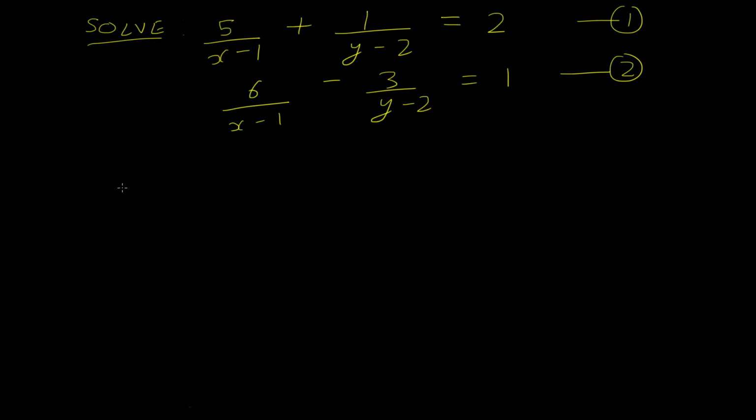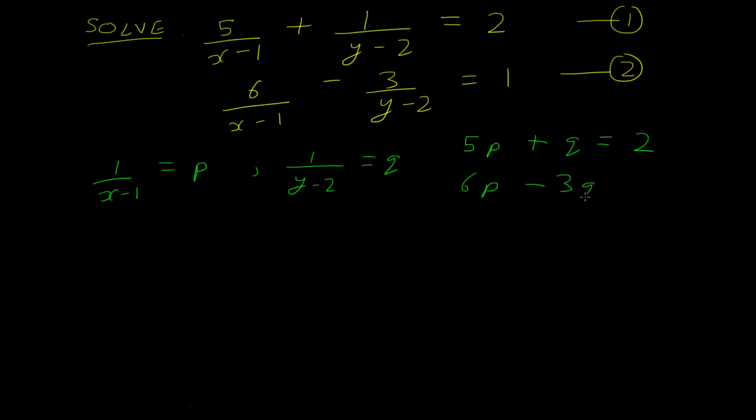Okay, so let us solve one more such example. This is not directly in the standard form like ax plus by or something like that. But what we see here is 1 by x minus 1 as a variable, and here we have 1 by y minus 2. So one simple thing that we could do is, let's say 1 by x minus 1 is p and 1 by y minus 2 is q. So these above equations get reduced to 5p plus q is equal to 2, and 6p minus 3q is equal to 1.